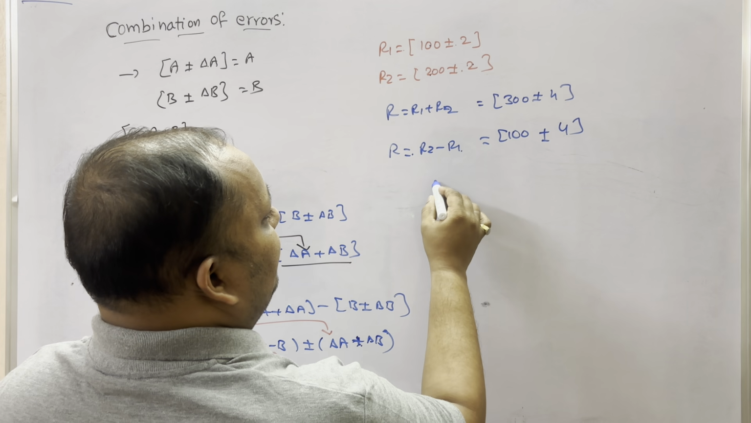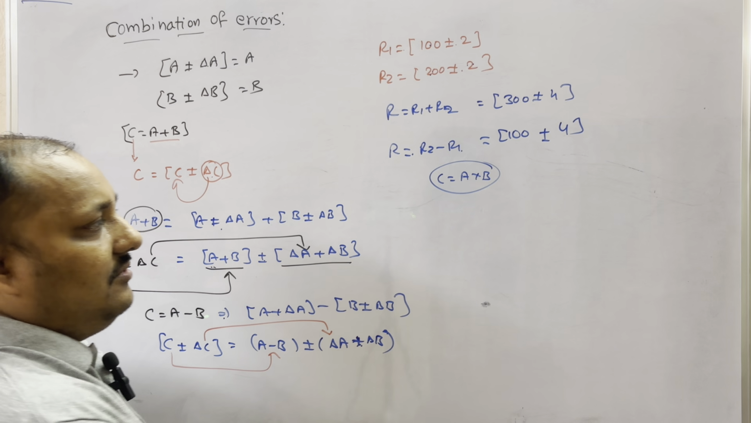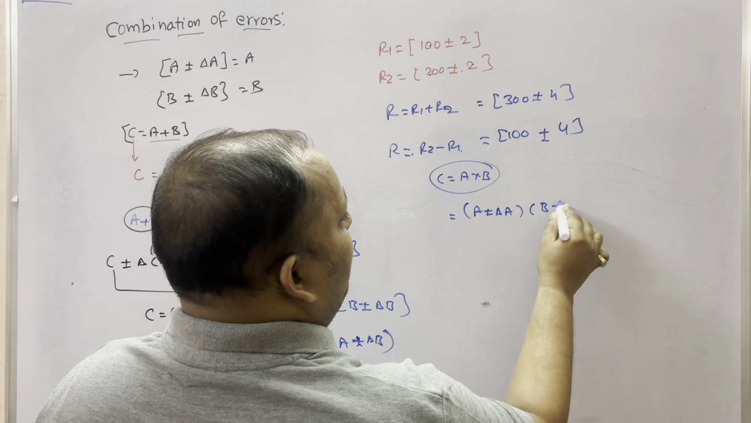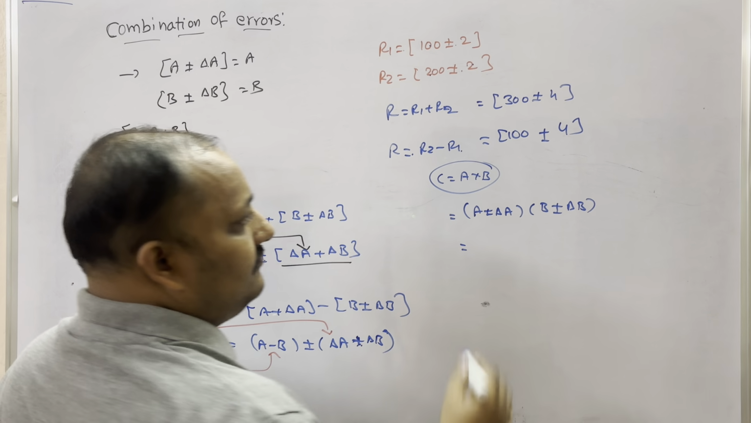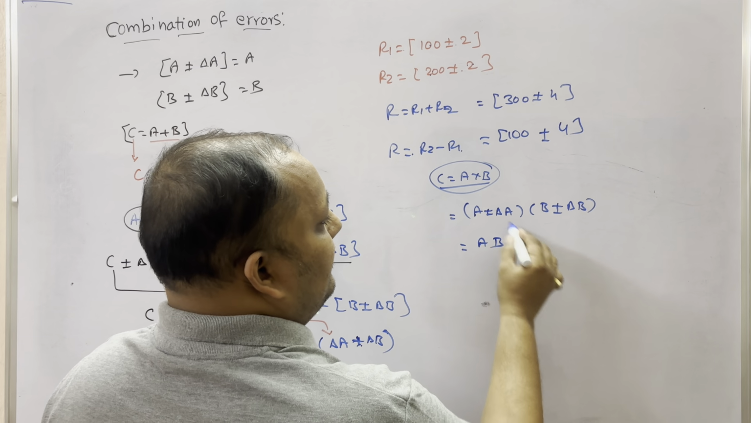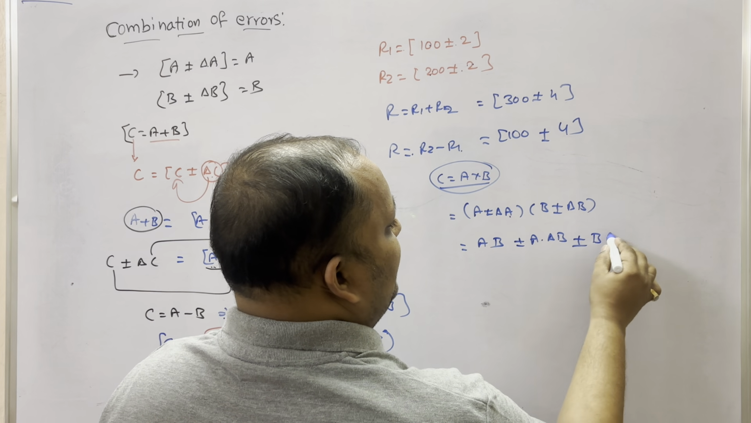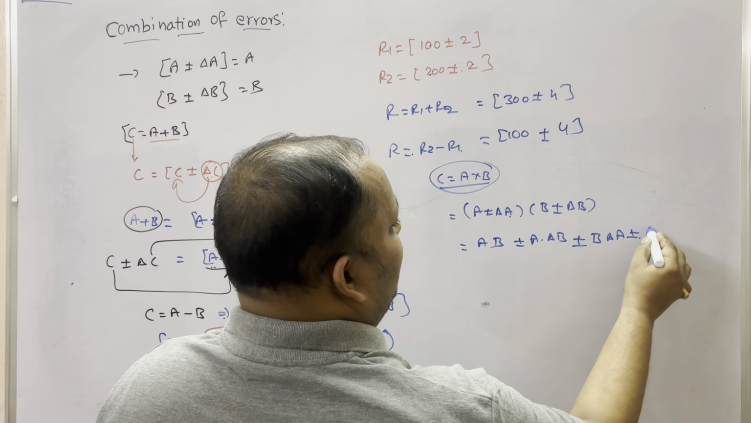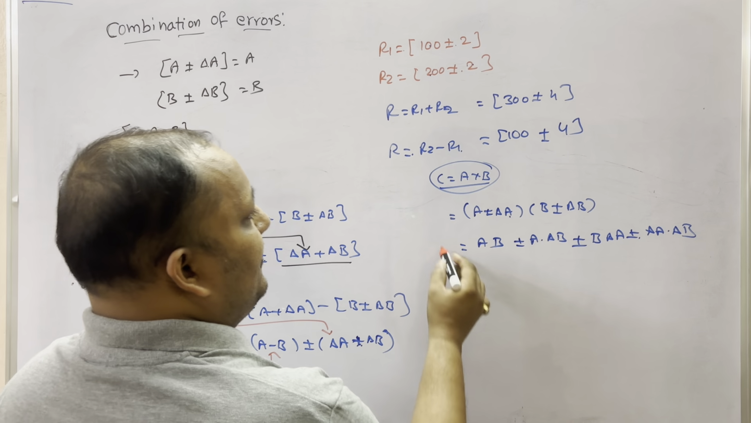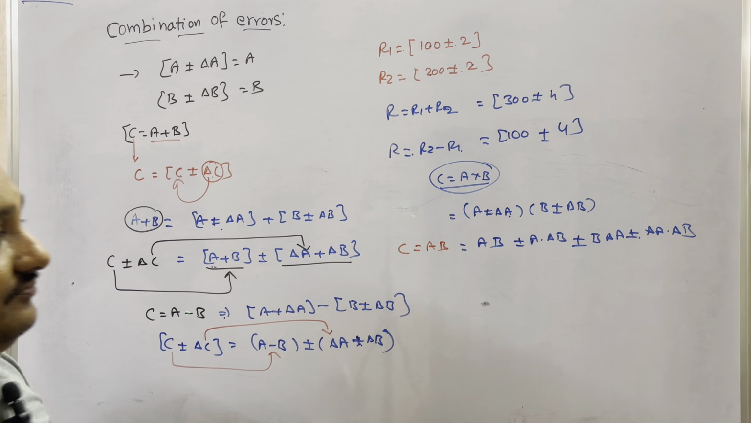If you want to multiply, C is equal to A into B. How are we going to do it? A into B means A plus or minus delta A, times B plus or minus delta B. So C is going to be AB. Now multiply normally: A into B, plus or minus A into delta B, plus or minus B into delta A, plus or minus delta A into delta B. This is what we are going to get, A into B, and this one we will write as C.